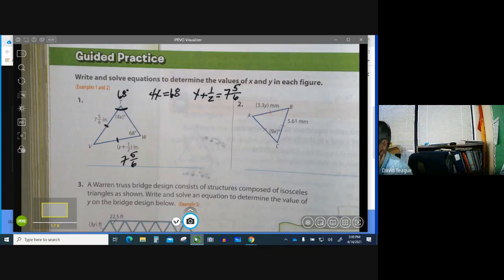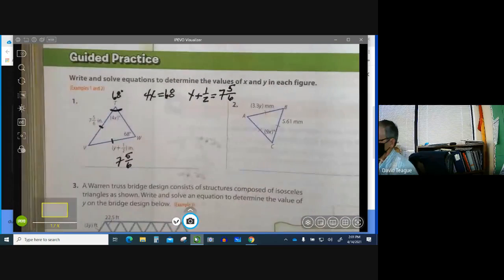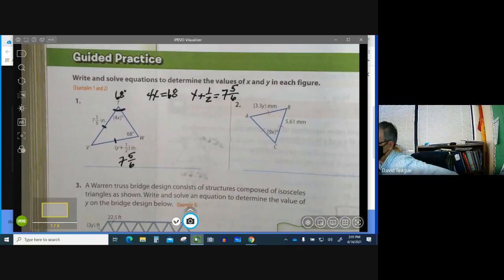Once you take 2 minutes, see if you can find the value of x and y, just like we've been doing all along here. Hey Google, set a timer for 2 minutes. Sure, 2 minutes. Starting now.